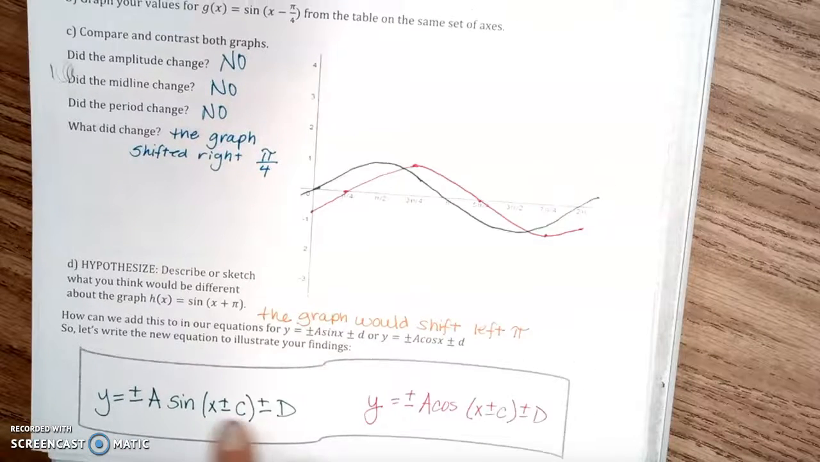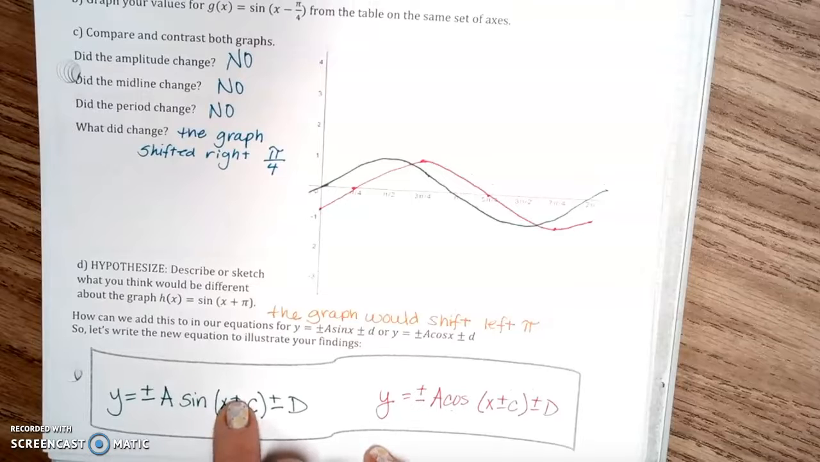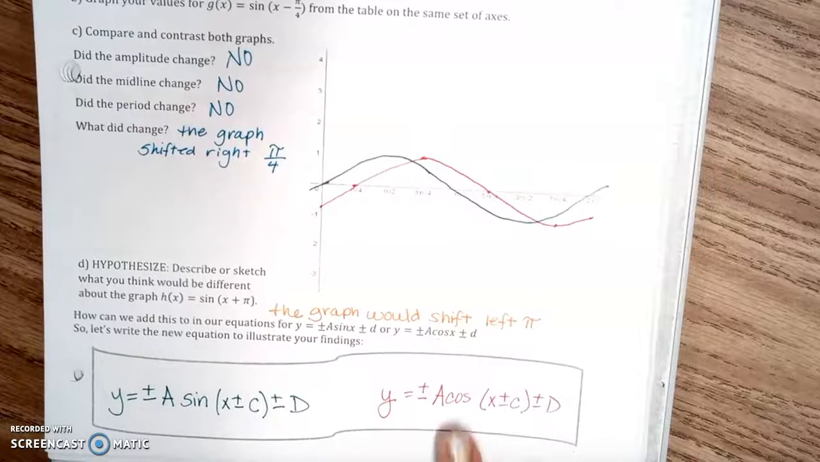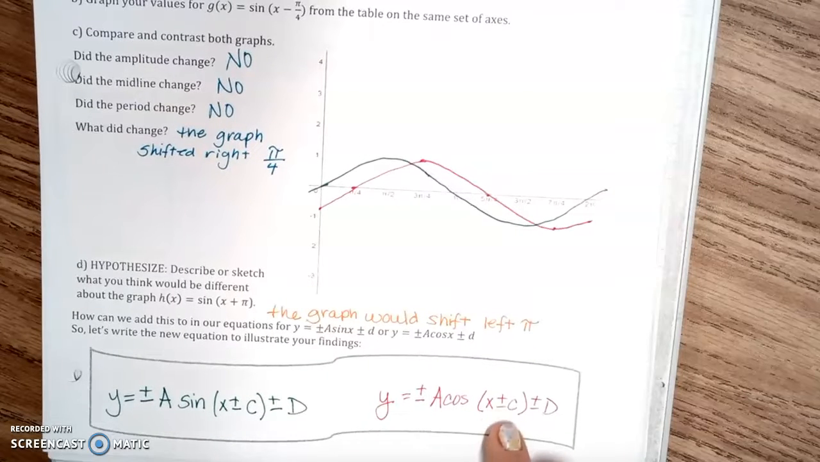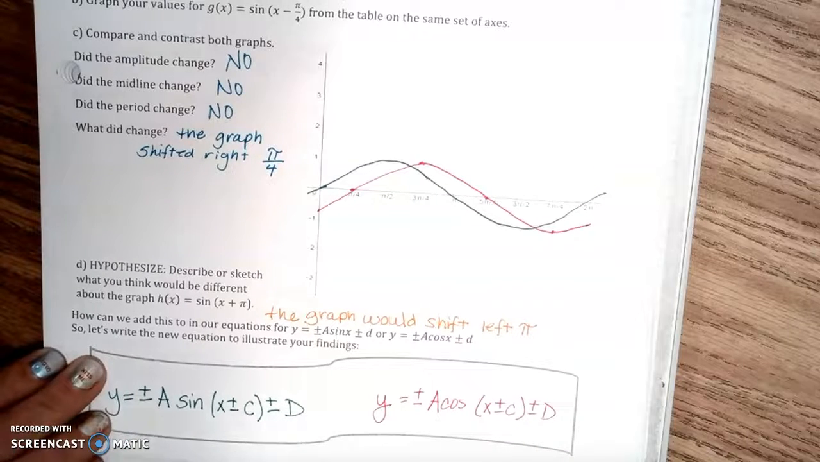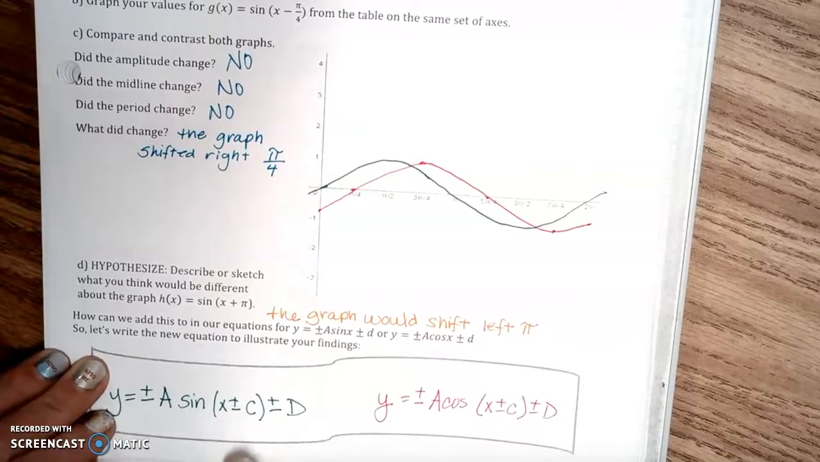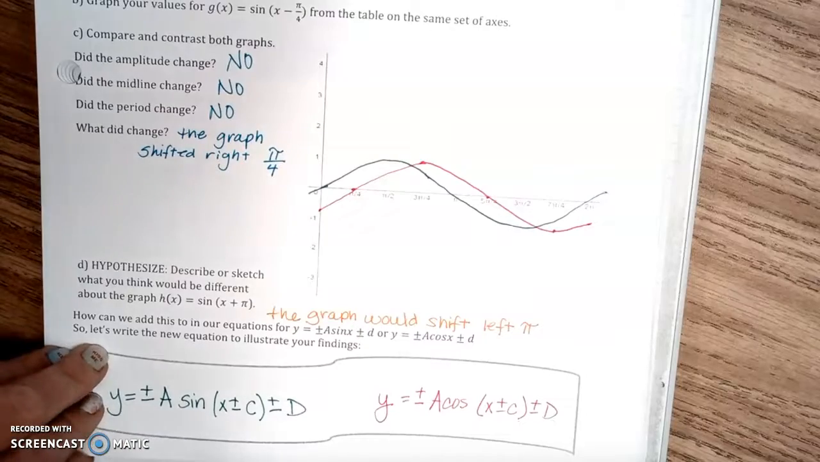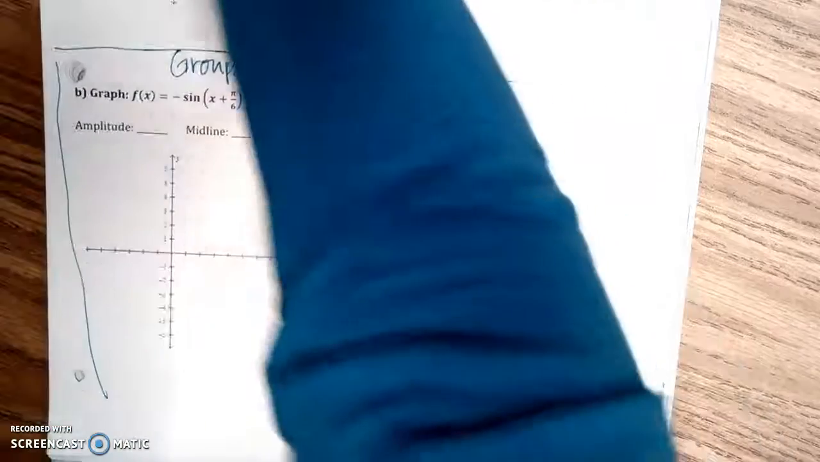So inside the parentheses here, we're going to add or subtract some phase shift. We'll call it C. Same for cosine. We'll add or subtract some phase shift. So it's going to move it left if you add, right if you subtract. All right, turn over to the top of page 42.